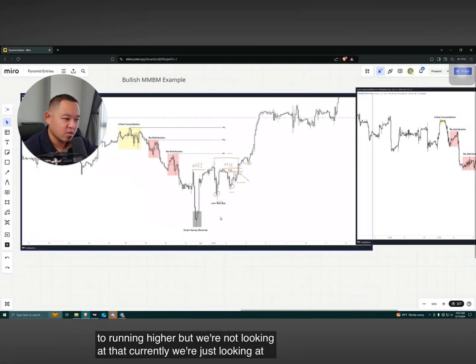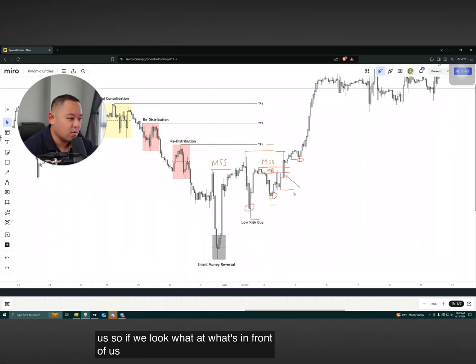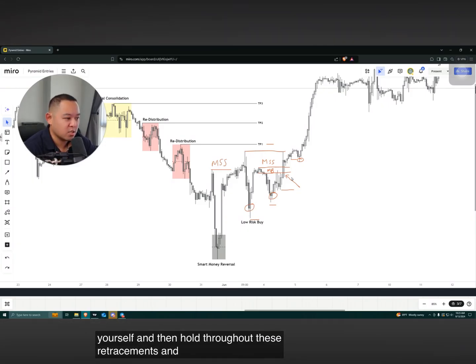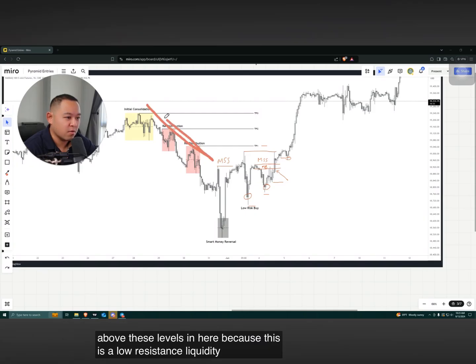We're just looking at what's in front of us. If we look at what's in front of us, we can only see that we're getting 3 different days where we can scale into our trade, which is still a decent amount of time, right? This is on an hourly chart. You just have to be able to spot these points of smart money reversal, and then position yourself and hold throughout these retracements, and then scale in, having the confidence that it is going to reach above these levels in here, because this is a low resistance liquidity run.